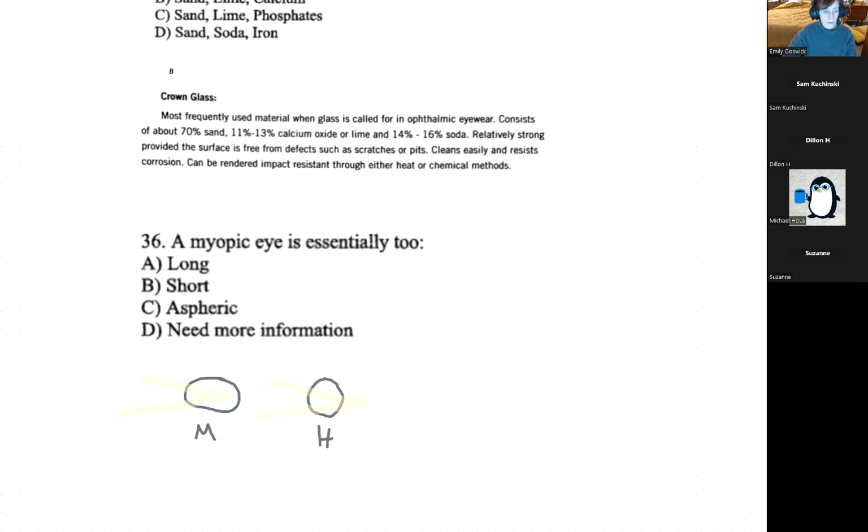Let's talk a little bit about frame measurements because there is a good amount about frame stuff in here. This one's pretty straightforward.